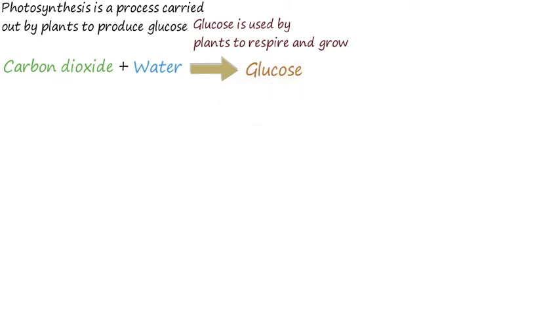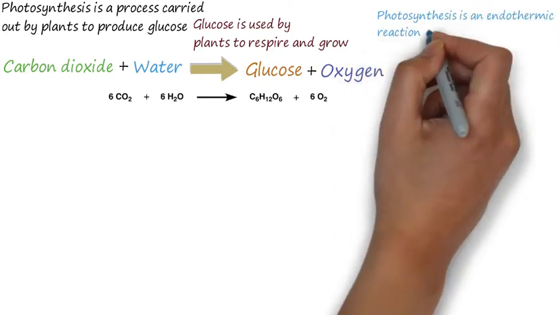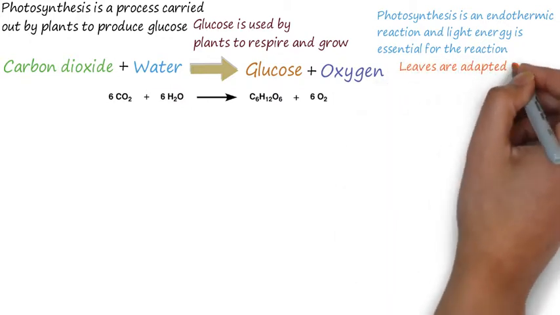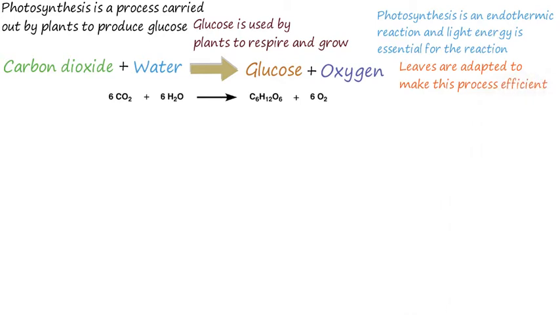You also need to be able to recognise and write out the chemical symbol equation. In this process, oxygen is a byproduct. Photosynthesis is an endothermic reaction. So this means it takes energy in from the surroundings, and this explains why light energy is essential for the reaction to take place. Energy is transferred from the environment to the chloroplasts by light.